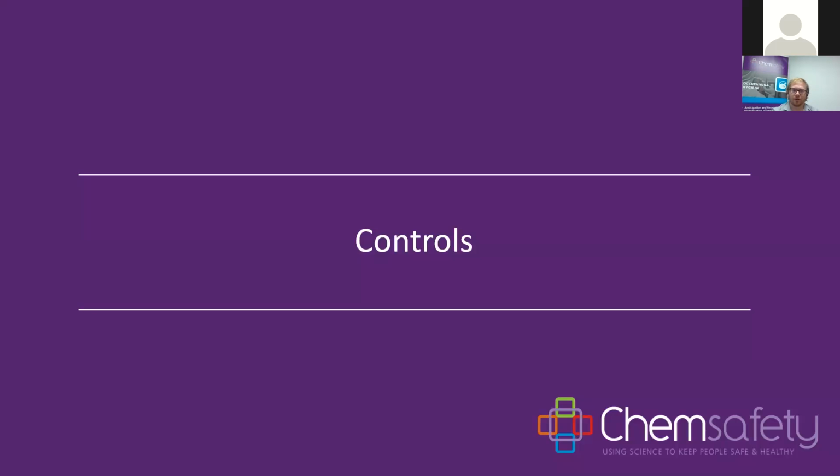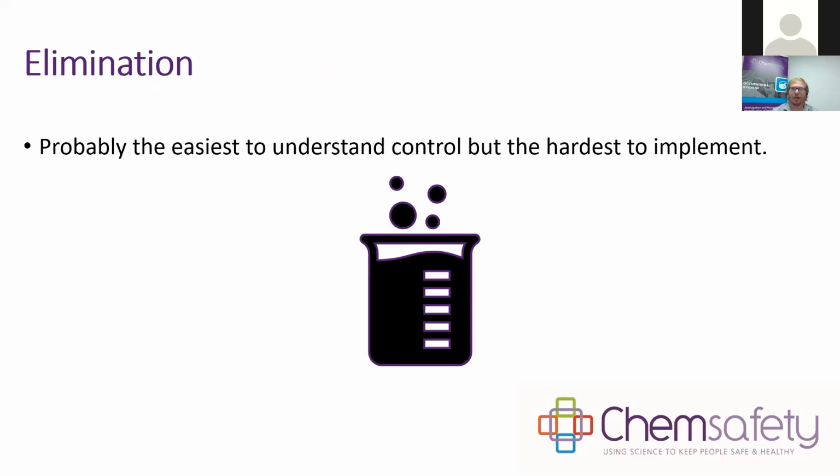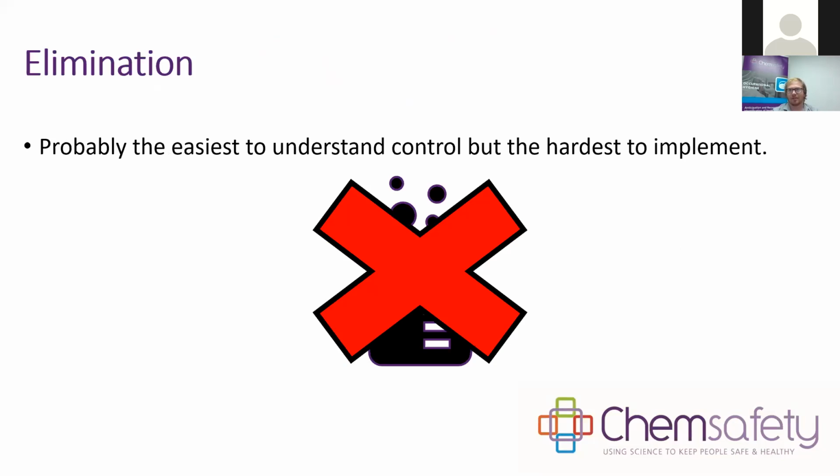So onto the controls, and there's a lot of them. Elimination is probably the easiest to understand control, but the hardest to implement. So we get rid of the substance that's hazardous, and it's no longer a hazard for us to have. It's the gold standard of controls, but isn't always practical to achieve. So if it's too expensive, or you no longer have a business, it's really hard to eliminate lead from your business if you're a lead mine and your job is to mine lead.